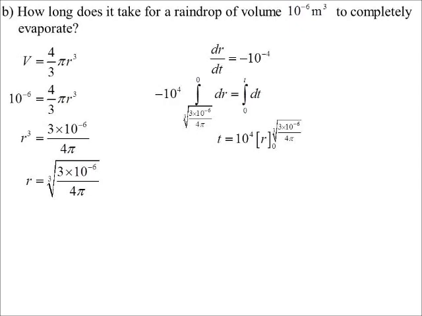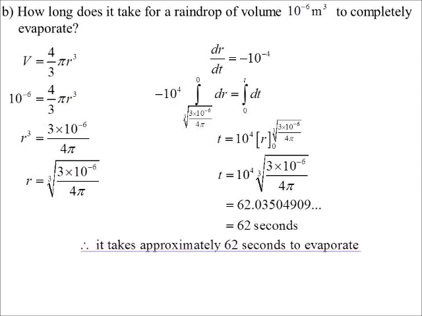Now notice I did something else though. See how the limits have swapped? And I've put 0 on the bottom, and the cube root of 3 times 10 to the negative 6 over 4 pi, I've put that on top. But what else have I done? Remember, you can always swap the limits, but you've got to change the sign. See, it's no longer negative. I've now made it positive.